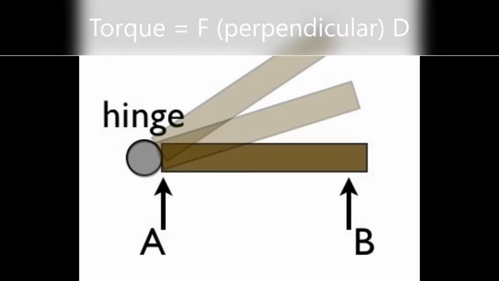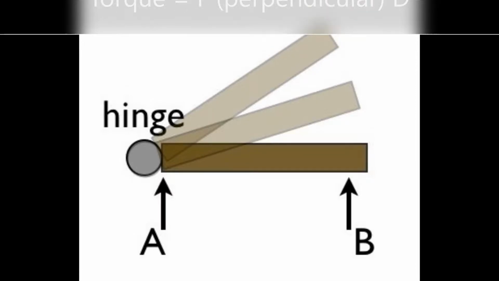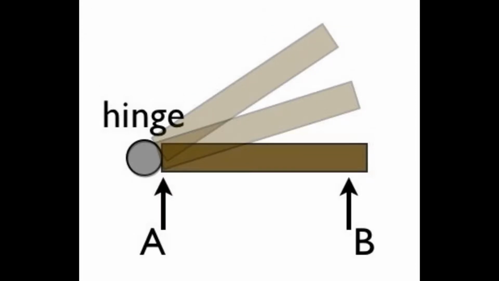As we can see on this picture, point A is very close to the pivot point, in this case the hinge, and thus will require a larger force to rotate the door compared to point B, which is farther from the pivot point and doesn't need as much force to have the same torque as point A.